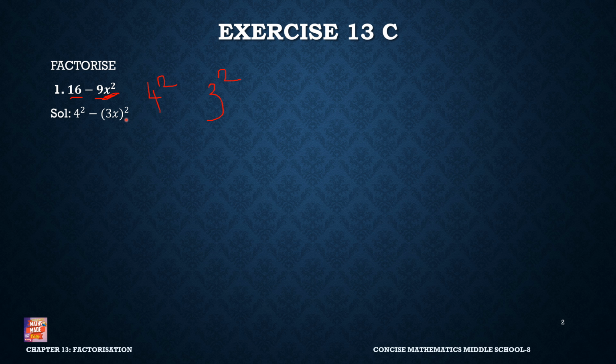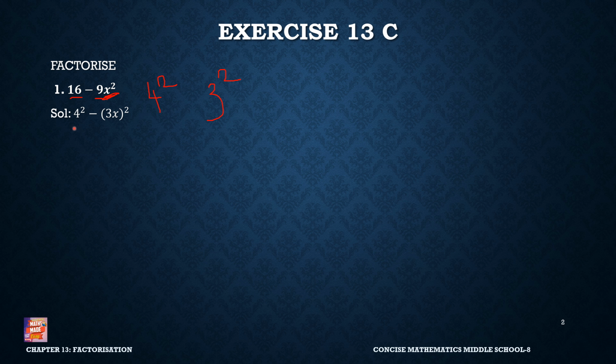This square is placed inside the braces. That means the square belongs to x as well as to 3. But here there are no braces, right? That means this square belongs only to x but not to 9. Right children? So it is very important to know the reasoning of these braces. Right? Most of them make this mistake.